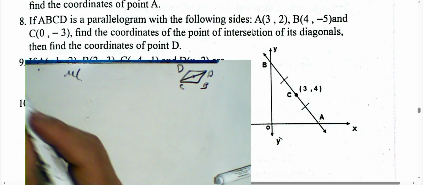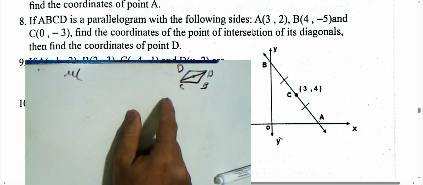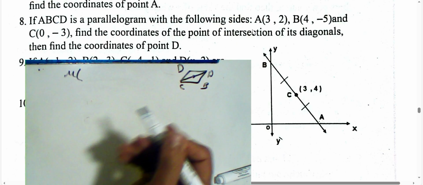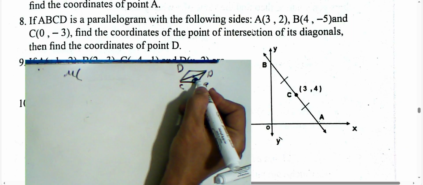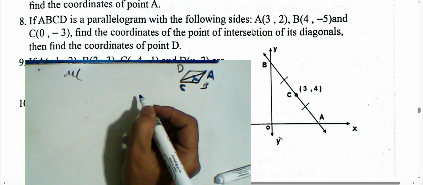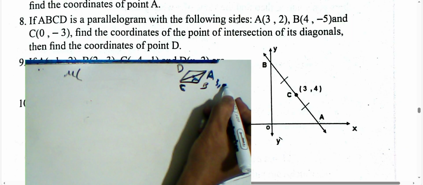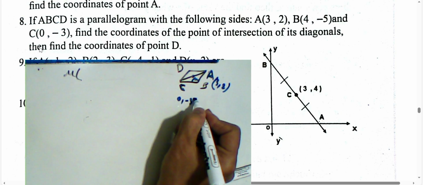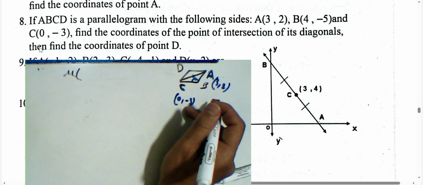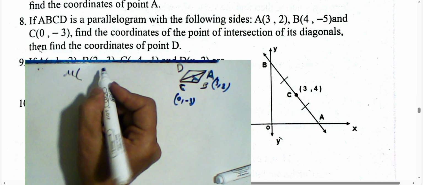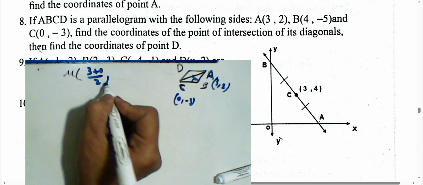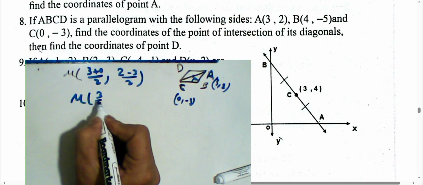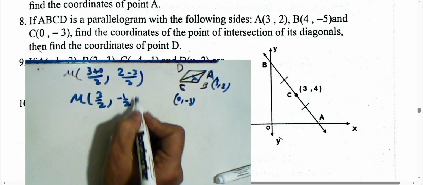Okay, M is the midpoint of AC. First step, you can find the midpoint between what? A and C, the diagonal here, because the two diagonals bisect each other. Look at here, point A is (3, 2), and point C is (0, -3). We can write (3 plus 0) divided by 2, and (2 minus 3) over 2. Then the point here is 3 over 2, and 2 minus 3 is negative 1, so negative 1 over 2.